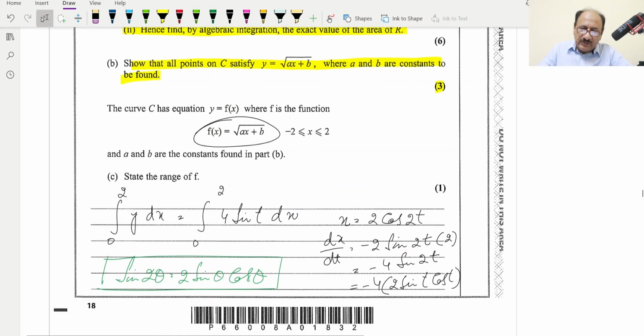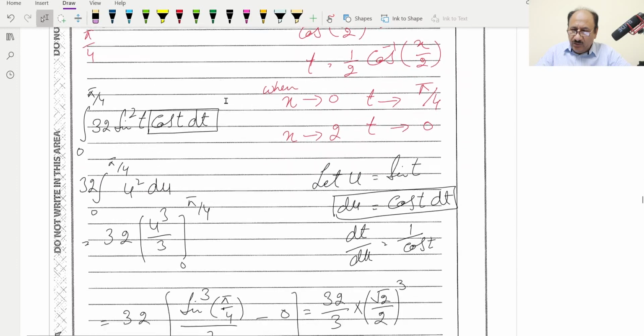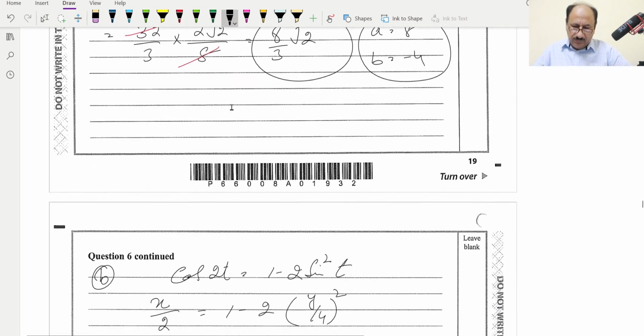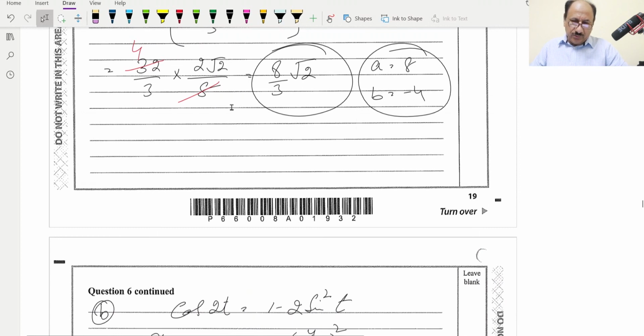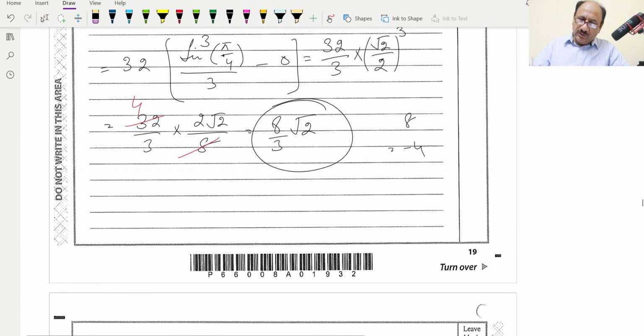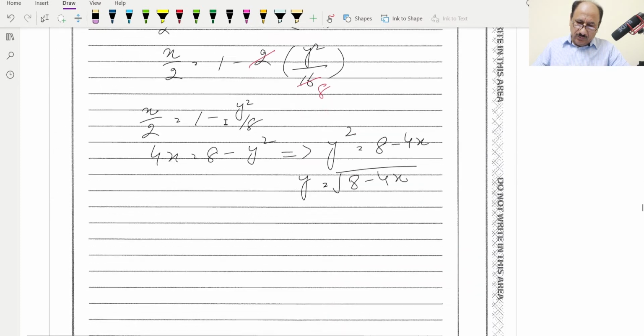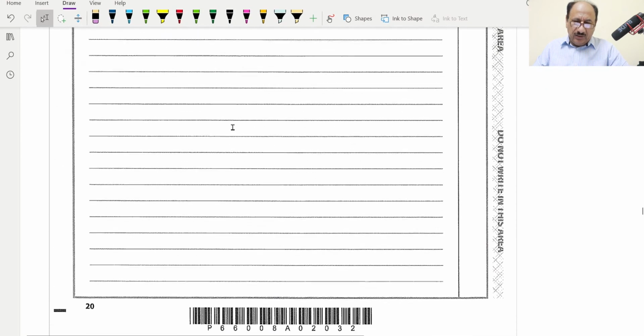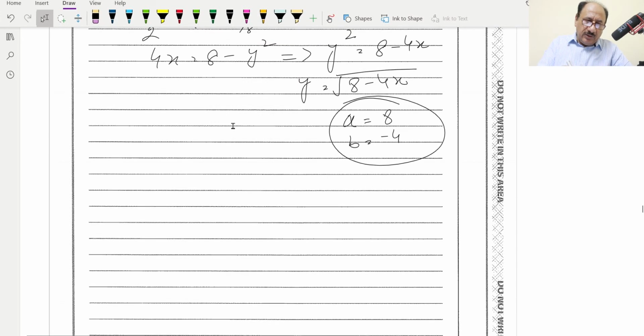This one, ax plus b, so a value is 8 and b value is minus 4. A value is equal to 8 and b value is equal to minus 4, and these are basically the two values, which we'll have to write on the next page. Yes, a value is 8 and b value is equal to minus 4. Now we can start C part from here.